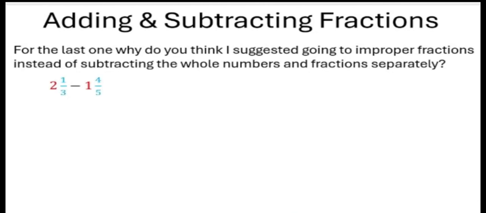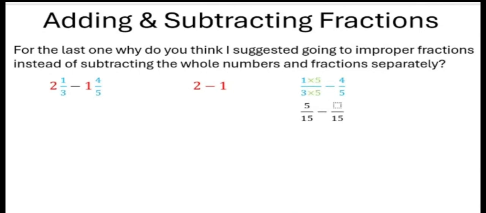So let's try it. I've got in red the whole numbers and in blue the fractions. I'm going to split them apart. I'm going to do them separately. And let's just look at this fraction bit first before we do 2 minus 1. Again, we need a common denominator for 3 and 5. We already know that's 15 from the last one, so let's boogie through these steps.